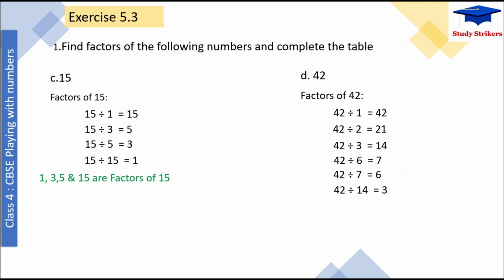42 divided by 14 equals 3. 42 divided by 21 equals 2. 42 divided by 42 equals 1. Hence, the factors of 42 are 1, 2, 3, 6, 7, 14, 21 and 42 itself.